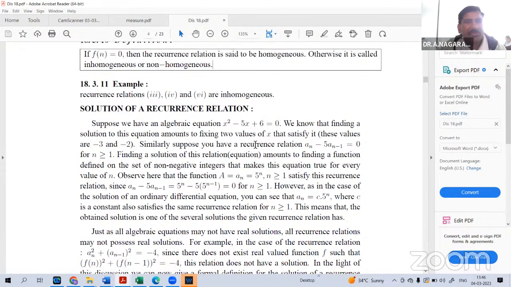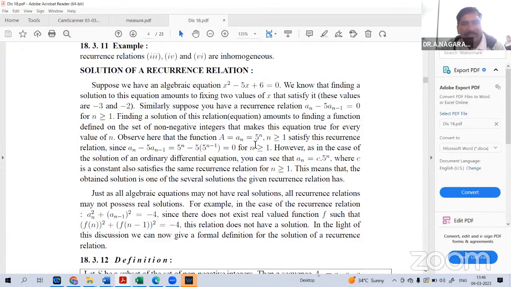Now I want to identify the solution of the recurrence relation. The solution means a_n equal to the first term, where the coefficient is x square. Now you observe that x square minus 5x plus 6 equal to 0. This is called an algebraic equation. Finding the solution to the equation amounts to fixing the two values of x that satisfy it, which are minus 3 and minus 2.